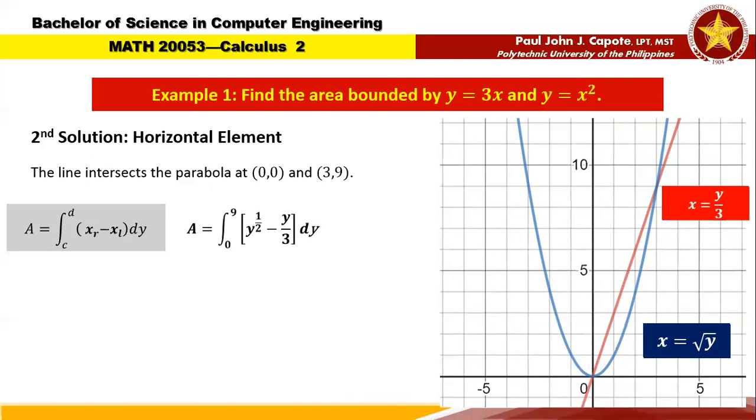Therefore, area is equal to the definite integral of y raised to 1/2, or square root of y, minus y over 3, dy from 0 to 9. Since we are integrating with respect to the variable y, then we shall evaluate the integral from y equals 0 to y equals 9.